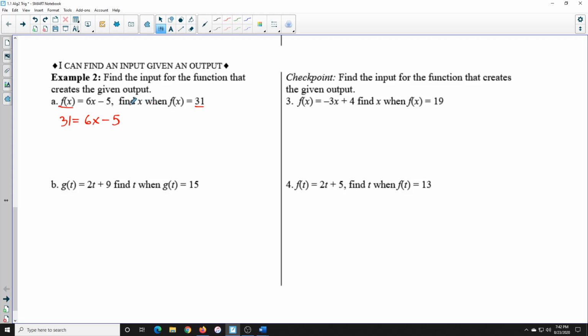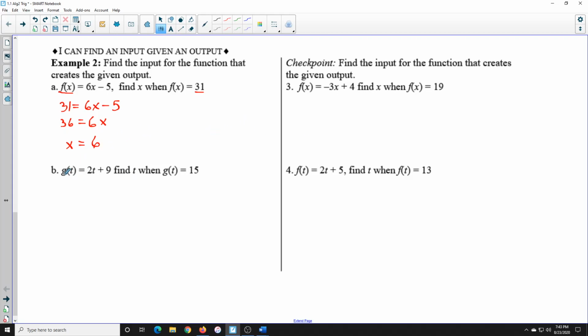And now we're finding x. That's what it wants, is find x. So we're going to solve for x, just like we did in Algebra 1. So first thing, you're going to add 5 over. We get 36 equals 6x divided by, so 36 divided by 6 is going to be 6. Final answer is 6.